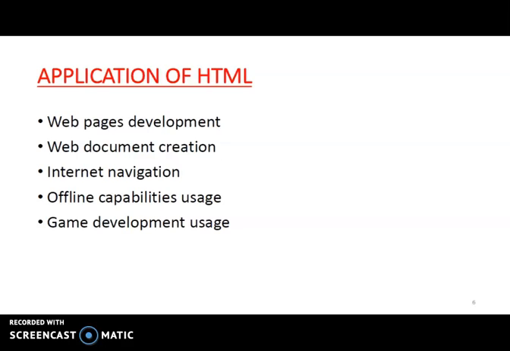These are all contents in document creation. Then internet navigation. What is the meaning of navigation? To move from one page to another. So movement from one web page to another web page is also an application of HTML. It is called internet navigation. Then the next application is offline capabilities usage. It means without internet you can run your program with the help of a web browser. And the next one is game development usage. You can create multiple games with the help of the HTML language.